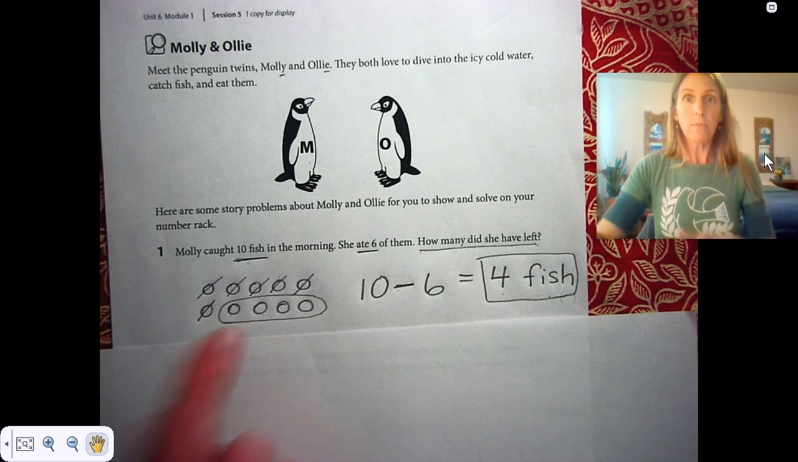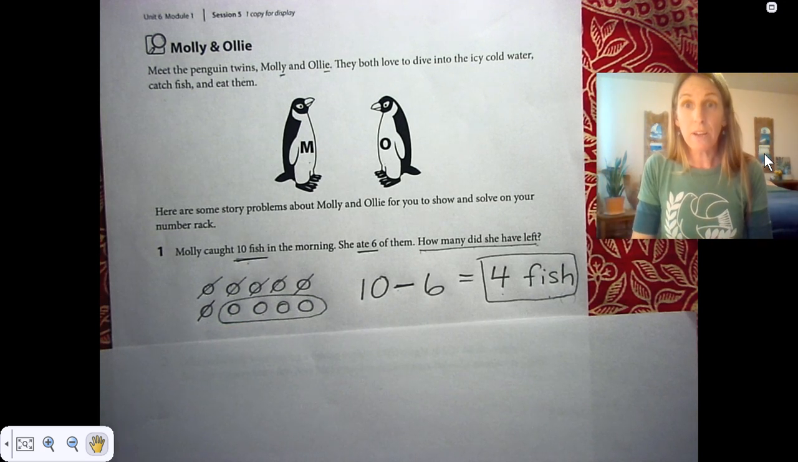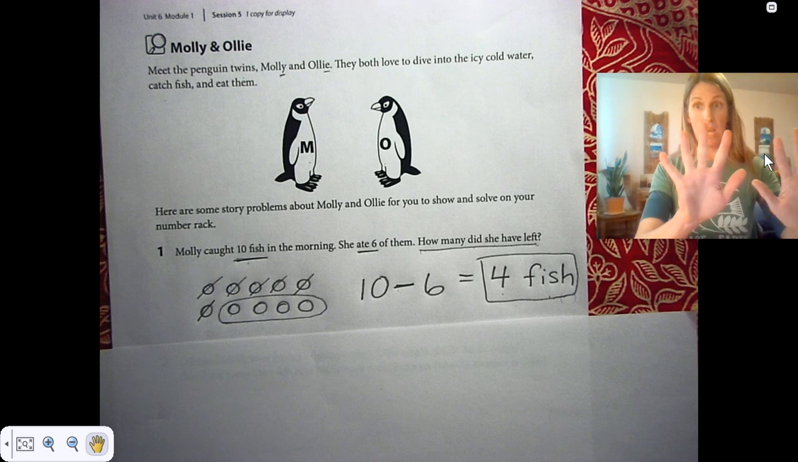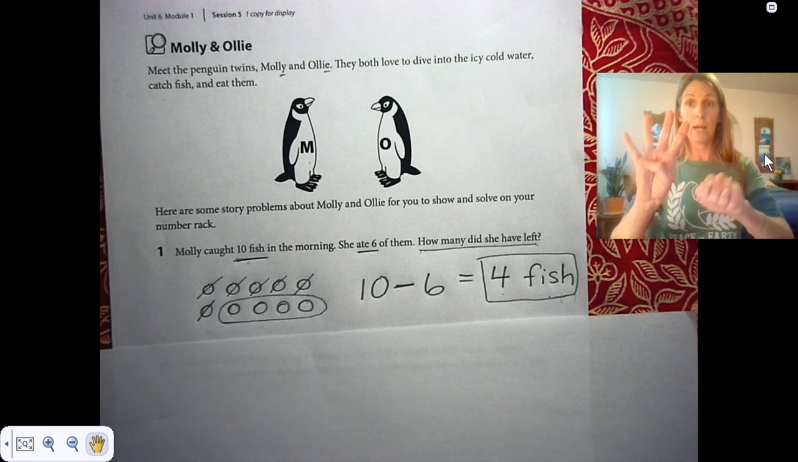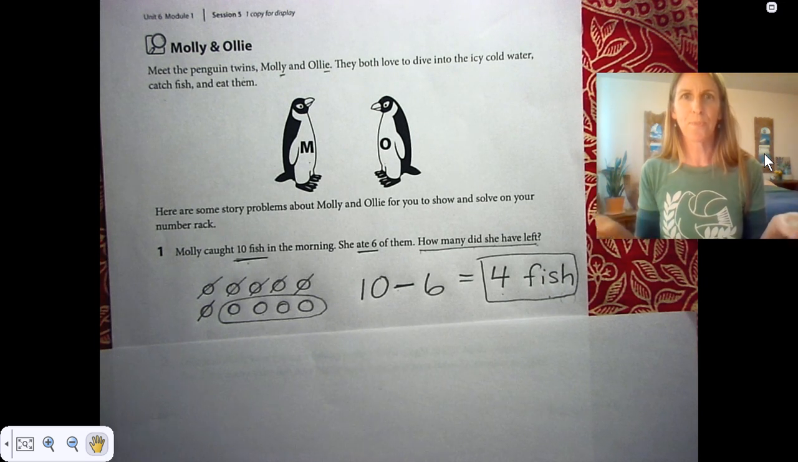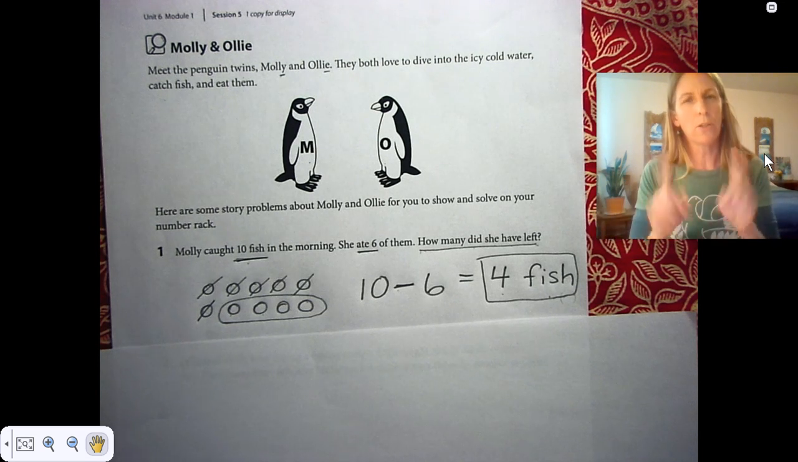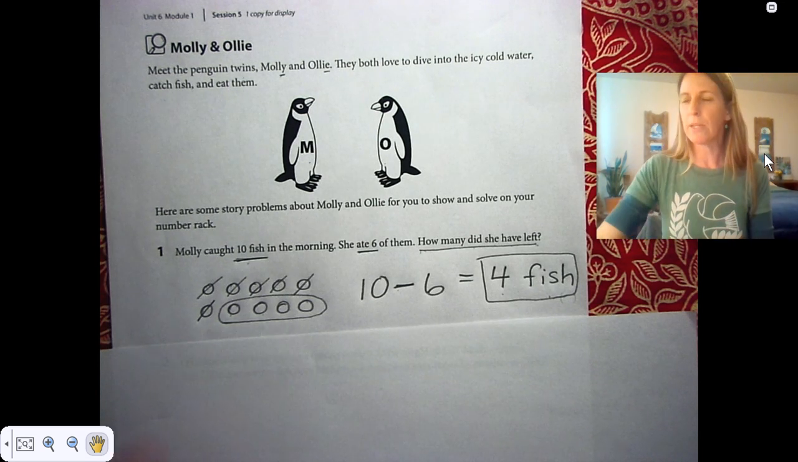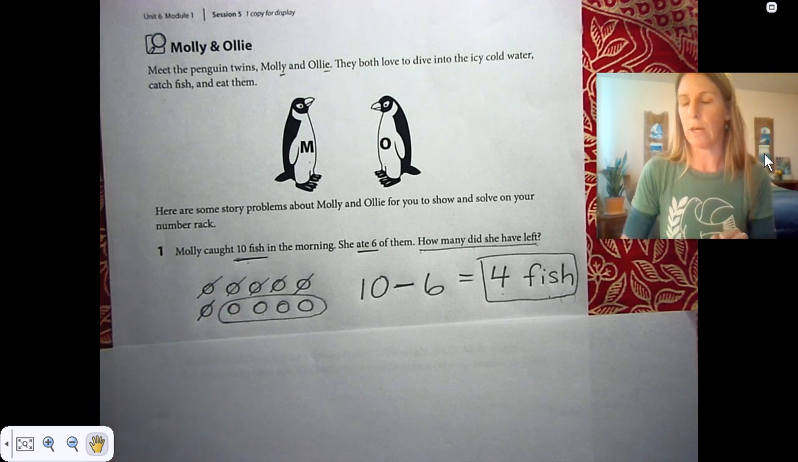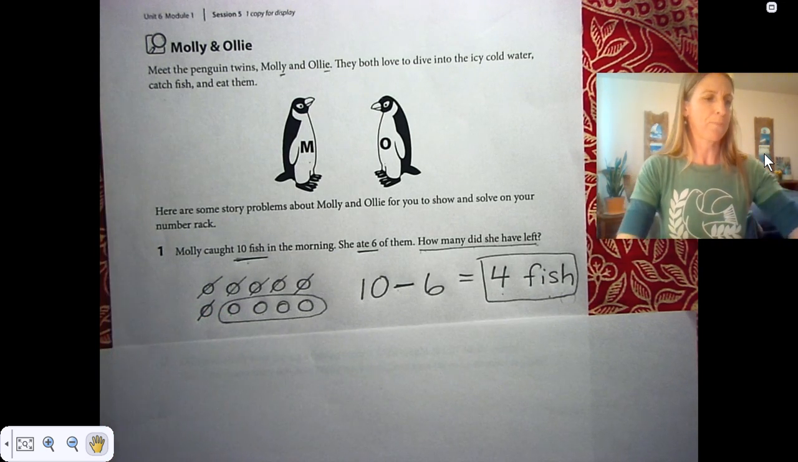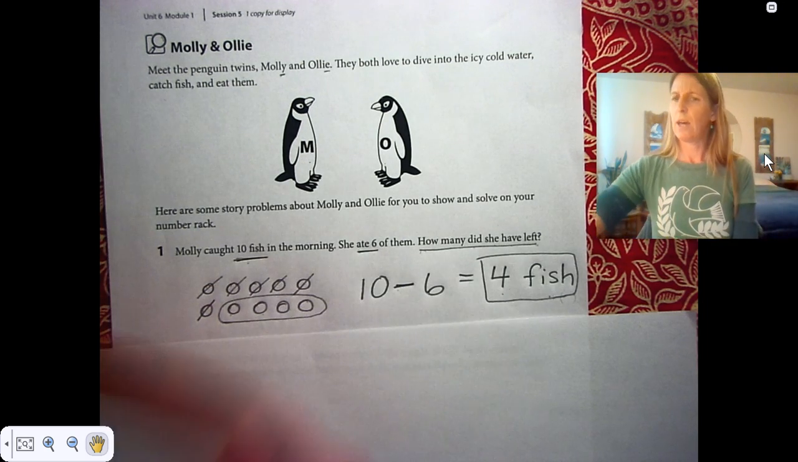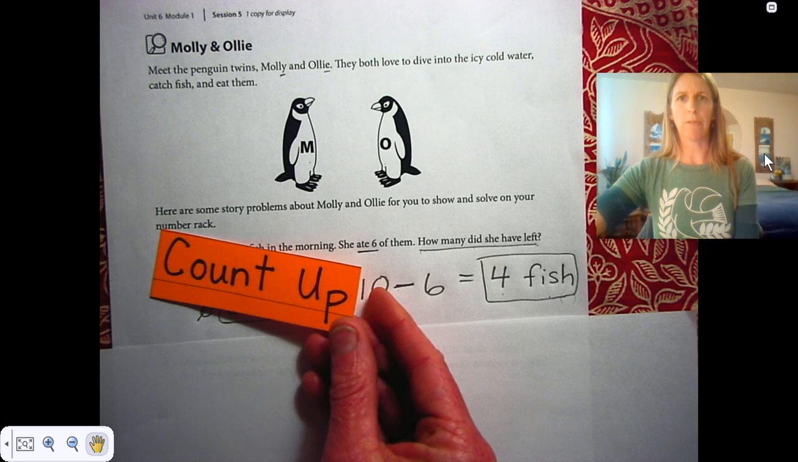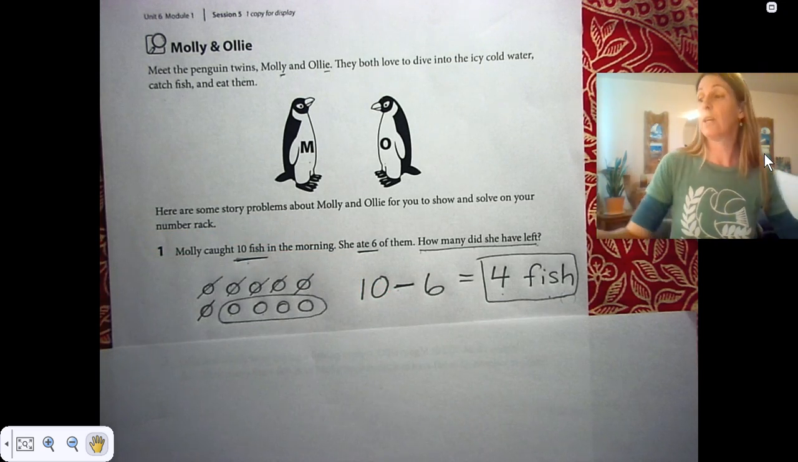Start with a number, take some away. You can even do that on your fingers. If you had, say, the 10 fish on your fingers and you took away 6, 4 would be left. Yeah, you can do it on your fingers too. Number racks work as well. I know you don't have a number rack at home, so I'm going to stick with the drawing model since you can do that at home. All right, that was takeaway. What about another strategy? We had another strategy. It was the count up strategy. Count up. It's a good one. Let me show you this.